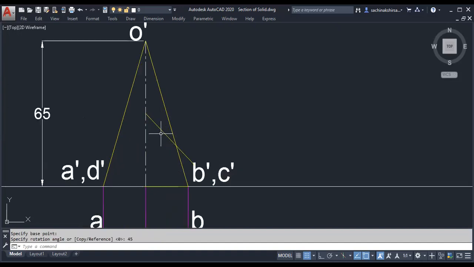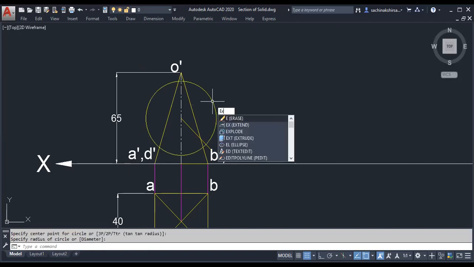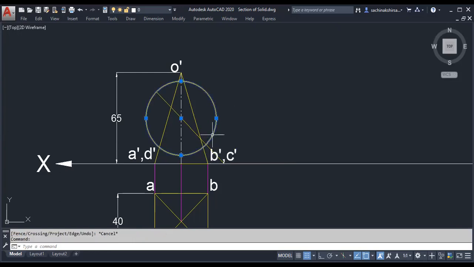45, in this way. So how will you draw? Who will tell? How can you draw it? It should pass through the center and it should cut like this. So how will you draw the cutting plane?